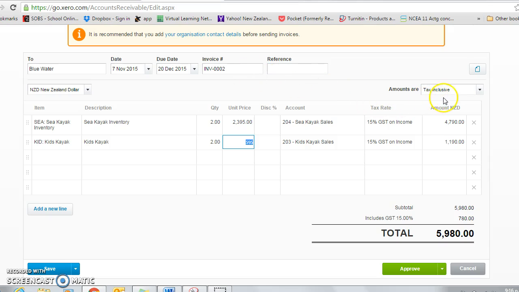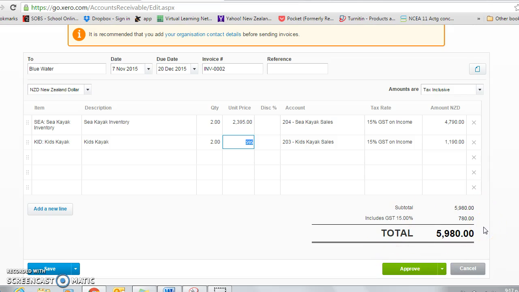Really important thing here for credit sales, the amounts that we have inputted, you must have this as tax inclusive, because these unit prices when we set up the inventory included GST. There, change the quantity to 2 sea kayaks, 2 kids kayaks, and you can see the total amount owing.